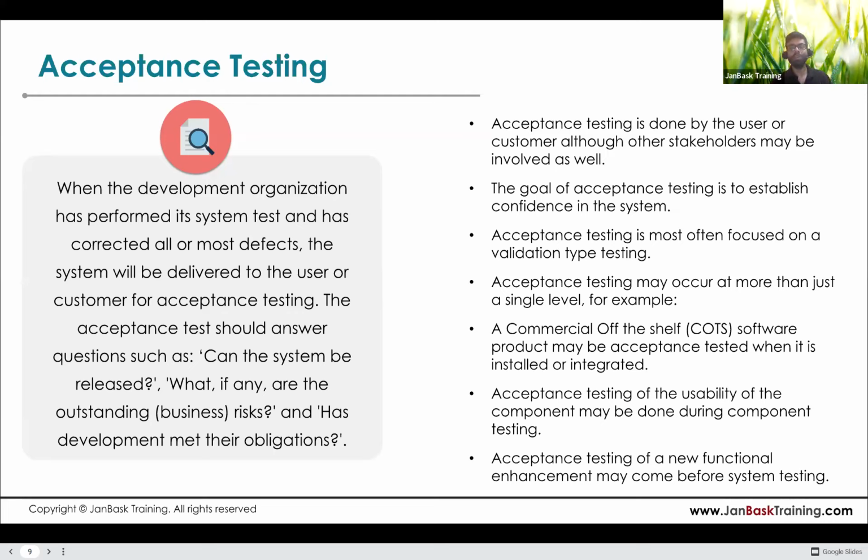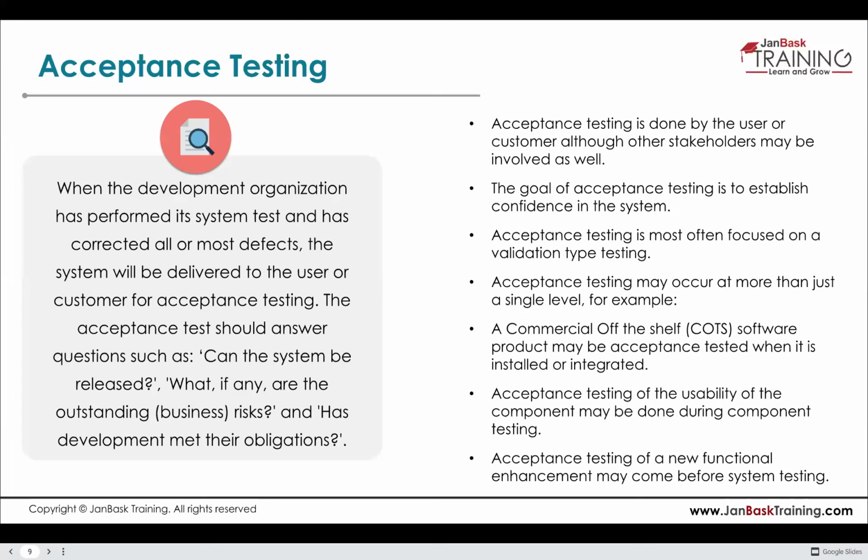The goal of acceptance testing is to establish confidence in the system. If we want to check whether we can release the software or not, we need to establish confidence. That's why acceptance testing is done. This is most often focused on a validation type of testing. You remember verification and validation. What is validation? Validation is basically whether whatever we have developed meets the end goal or not. So obviously this comes under the validation type of testing, right?